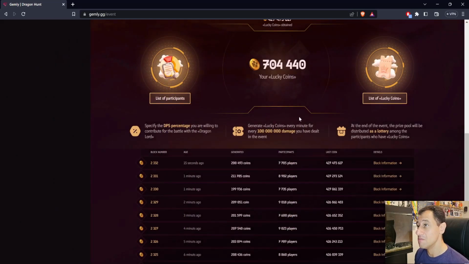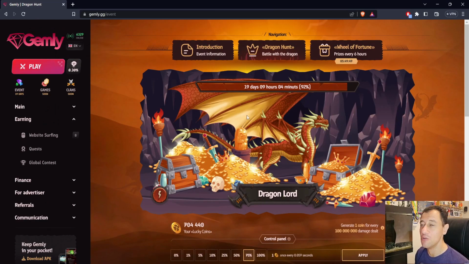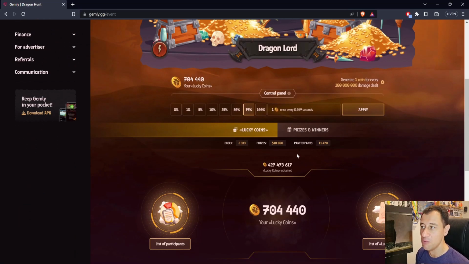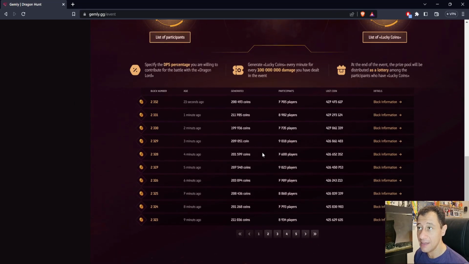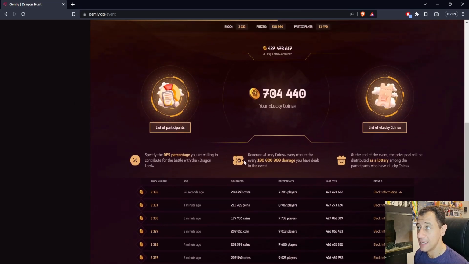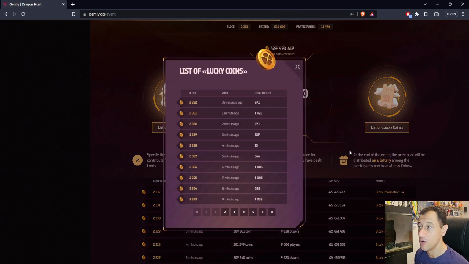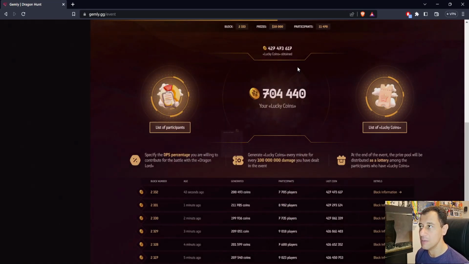So there's lots of time left. I assume that many people on the last day will go full throttle on this to gain as much as they can, and have a better chance at winning. If I go to the list of lucky coins, here it shows you the blocks, because they are working in block sizes and how many coins were accrued every single block. And I think that each block is every 1 minute, okay? So that's a good system as well, just to show how many coins are being distributed.